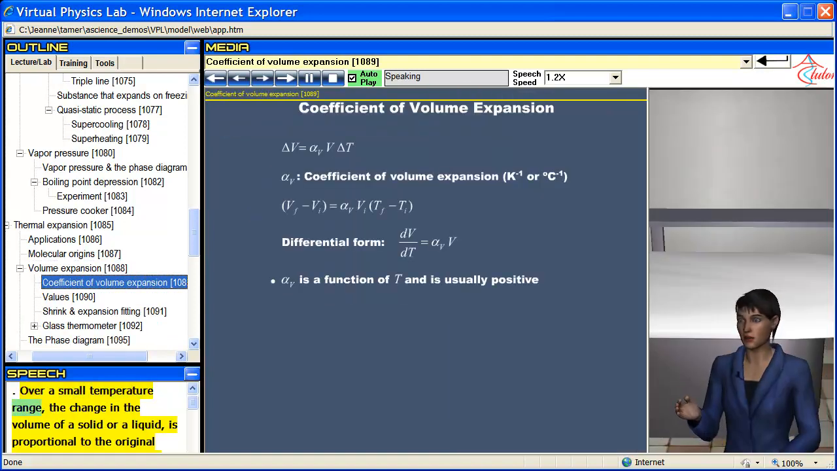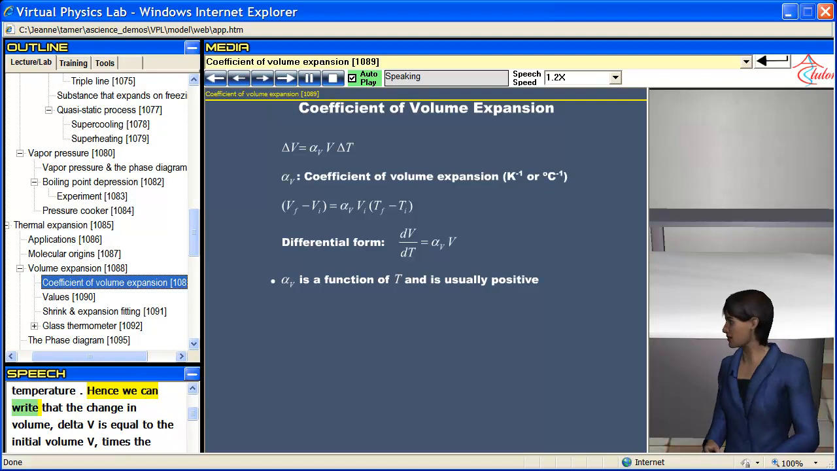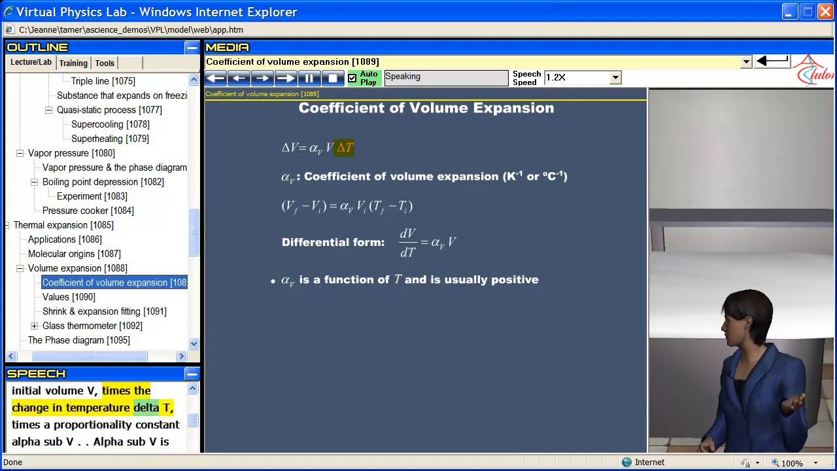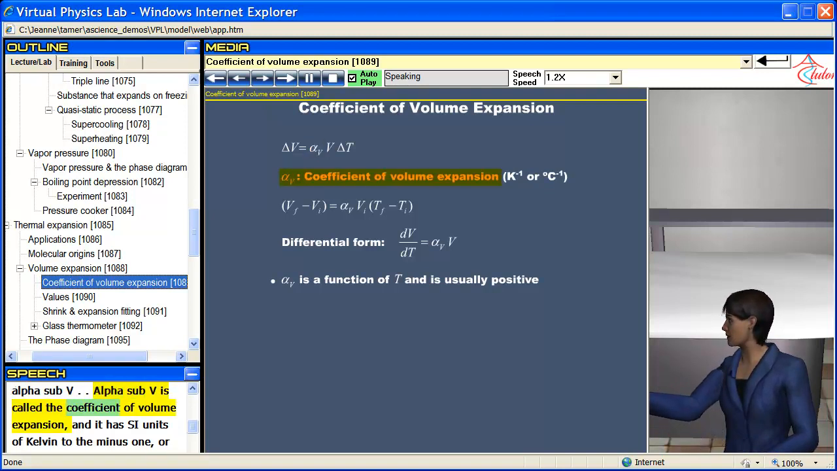Over a small temperature range, the change in the volume of a solid or a liquid is proportional to the original volume and to the change in temperature. Hence, we can write that the change in volume, delta V, is equal to the initial volume V times the change in temperature delta T, times a proportionality constant alpha sub V. Alpha sub V is called the coefficient of volume expansion, and it has SI units of Kelvin to the -1, or degrees Celsius to the -1.